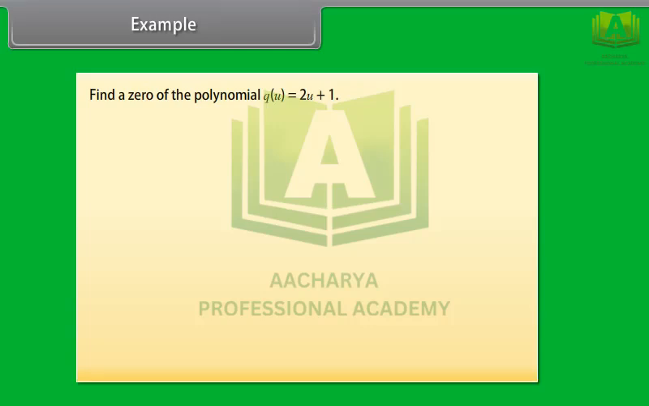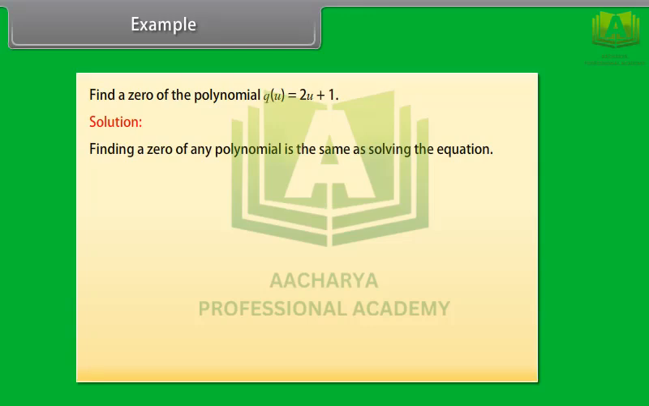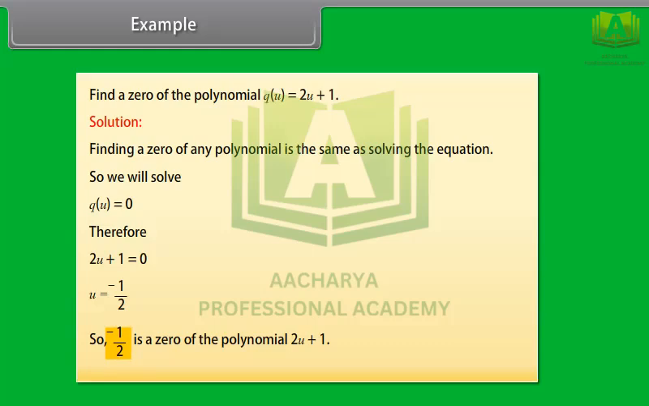Let's now find a zero of the polynomial q(u) is equal to 2u plus 1. Solution. Finding a zero of any polynomial is the same as solving the equation. So we will solve q(u) is equal to 0. Therefore, 2u plus 1 is equal to 0 gives us u as minus 1 upon 2. So, minus 1 upon 2 is a zero of the polynomial 2u plus 1.